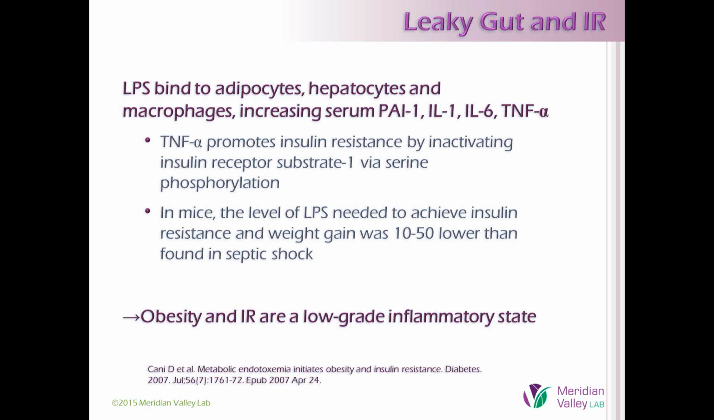And to just give you a sense of the scope of this issue, the second bullet point here, in mice, the level of LPS needed to achieve insulin resistance and weight gain was 10 to 15 times lower than what was found in septic shock. So we're not talking about poisonous levels necessarily of LPS. We're talking about a low-grade, sort of chronic inflammatory state here.